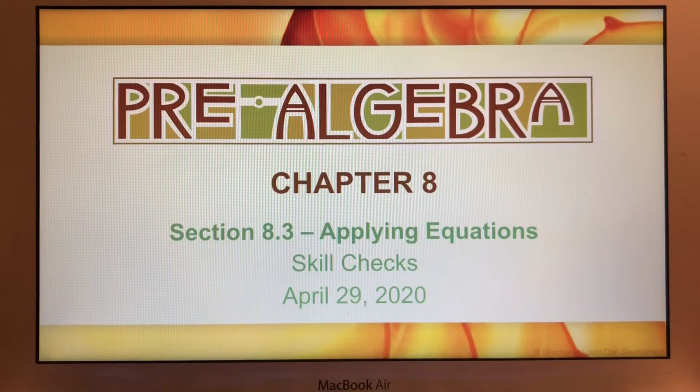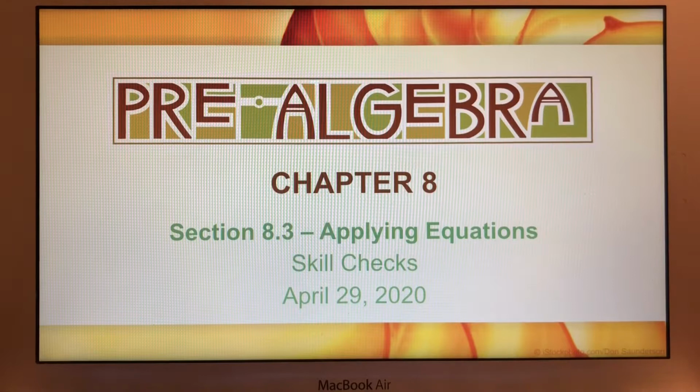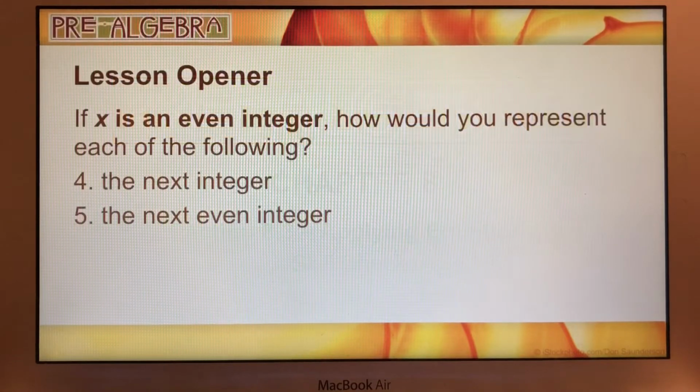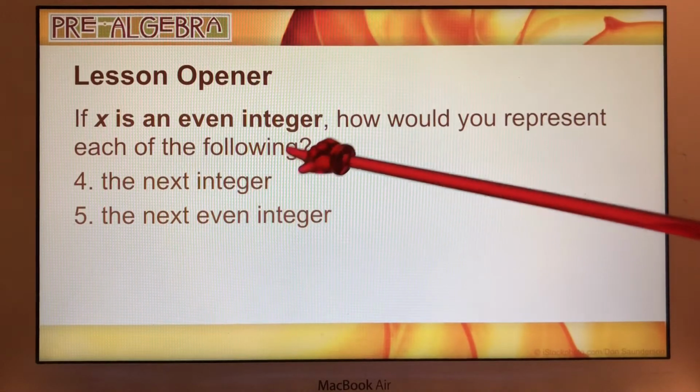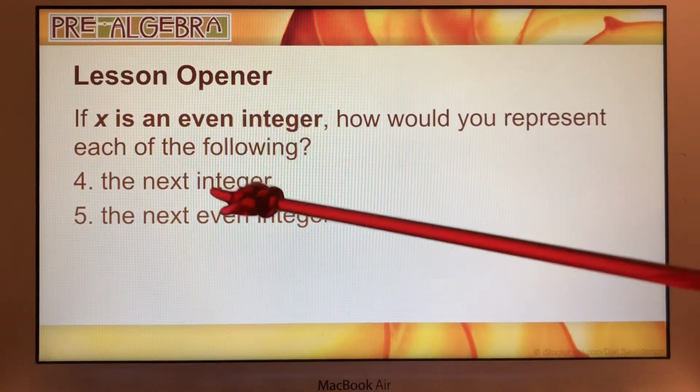Here in this segment today, we're going to continue with section 8.3, applying equations, and we're going to take a look at some more examples and skill check problems so that you could have a little bit of extra practice and hopefully additional help as you continue with the homework here. Okay, so let's first of all take a look at some of these statements. I think this was from the last lesson already.